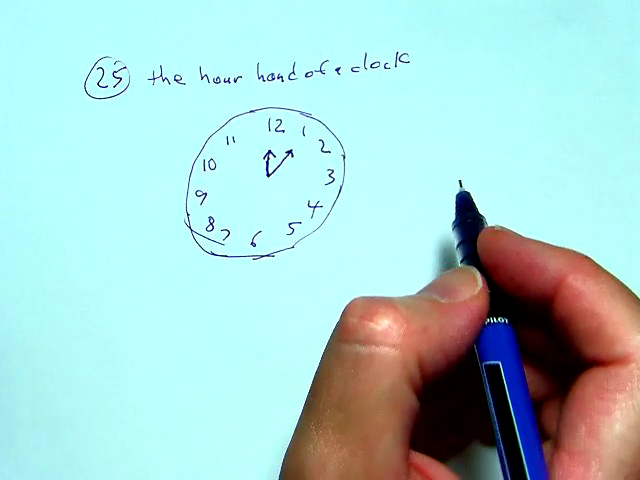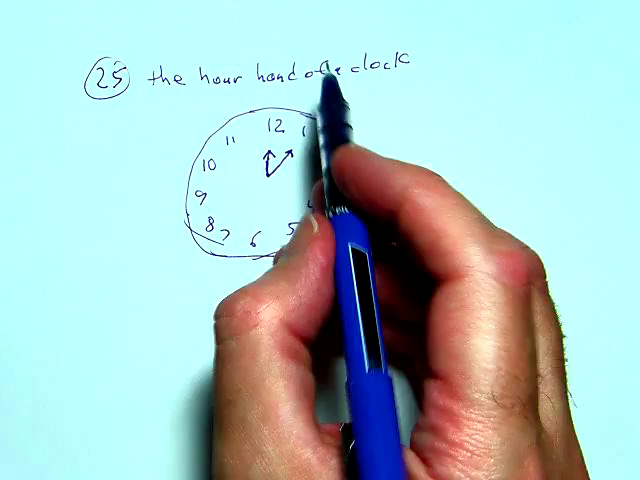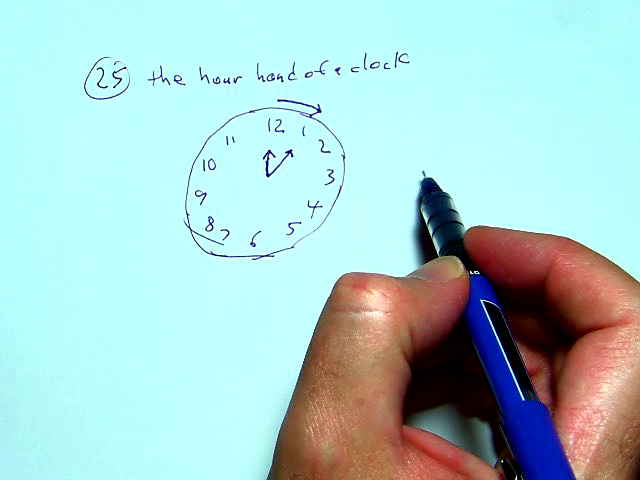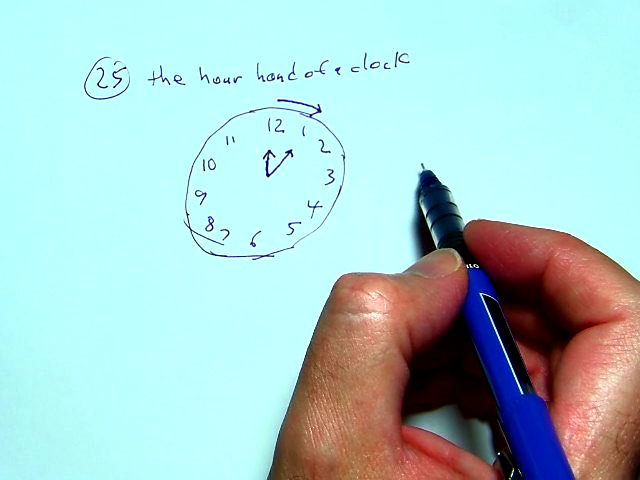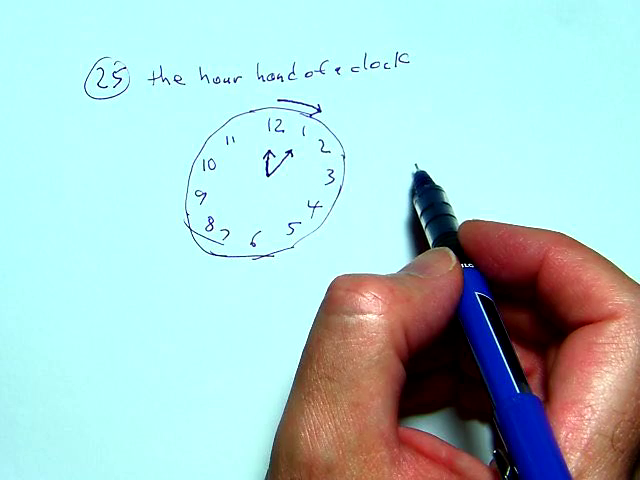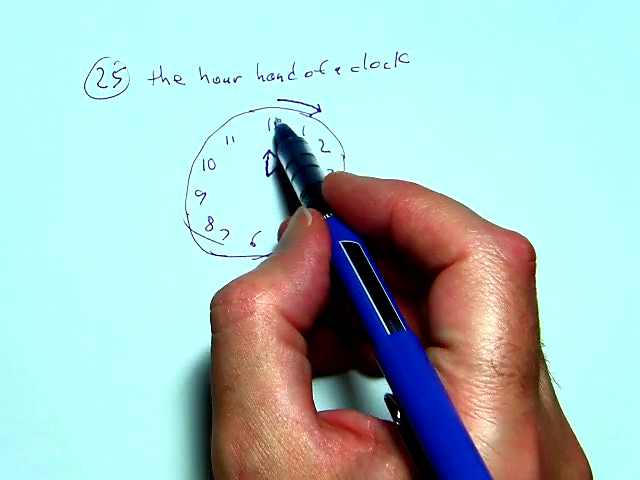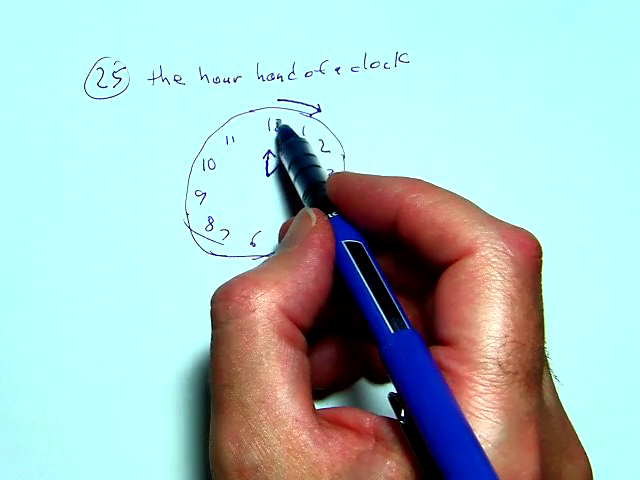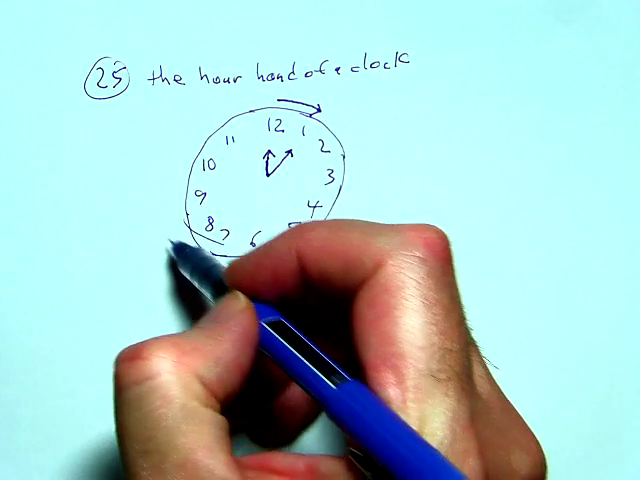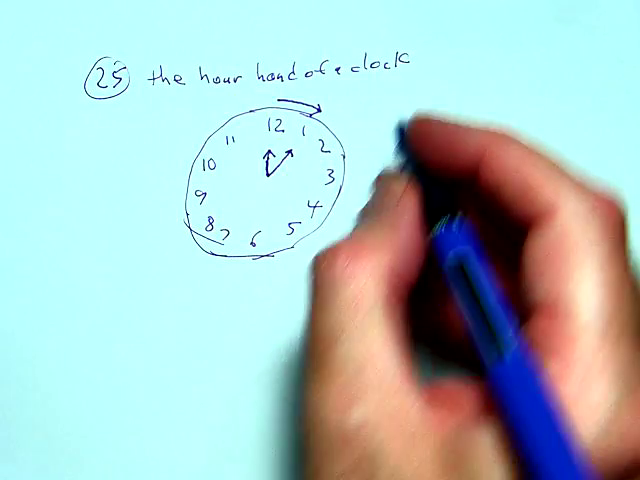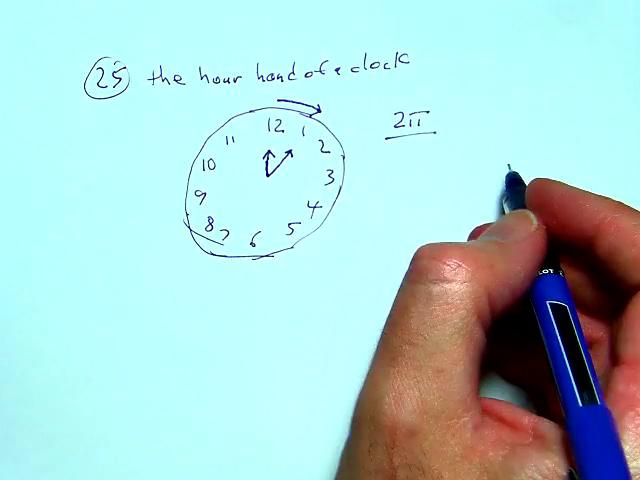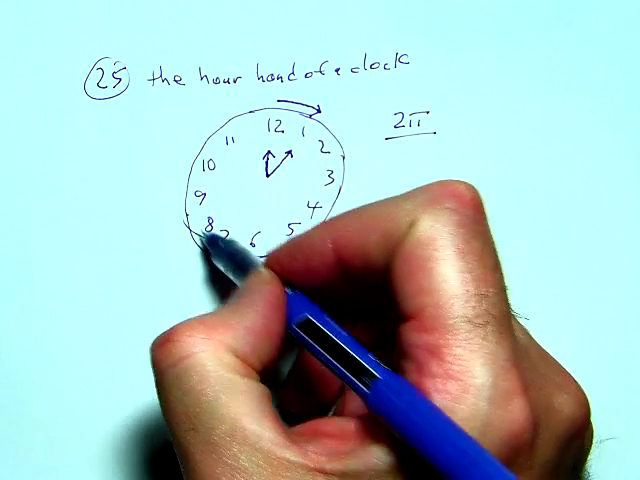Okay, so in an hour, the hour hand travels this amount. And the question is, since we're looking for angular velocity, what is the angle that the hour hand travels from here to here? Well, a full circle is 360 degrees, right? Or 2 pi, right?